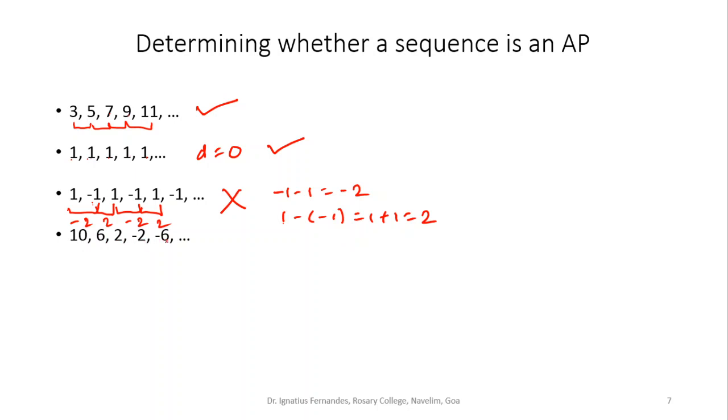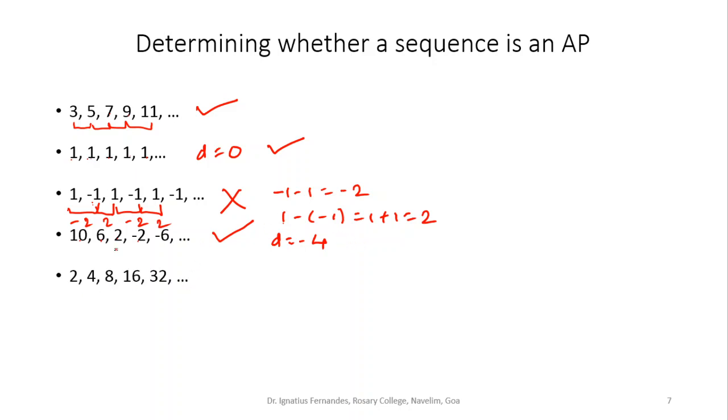10, 6, 2, minus 2, minus 6. In fact, this is a series that we already saw earlier. 6 minus 10 is minus 4. 2 minus 6 is minus 4. Minus 2 minus 2 is minus 4. So this is also an arithmetic progression whose common difference is minus 4.